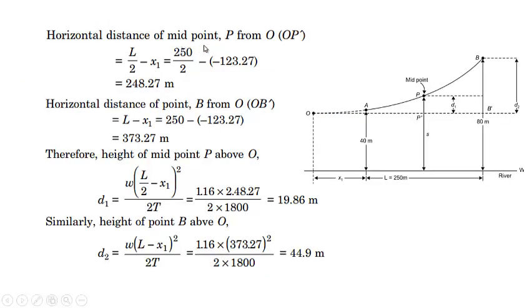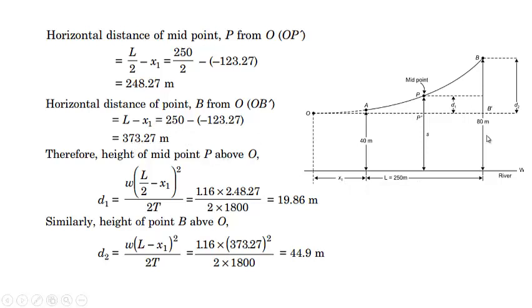So the horizontal distance between point P and O will be equal to, from this point to this point, this x1 plus half of this. So that's L by 2 minus x1. Since minus x1 is itself minus, it comes out to be plus. So it comes out 248.27. The horizontal distance between this point B and this point O will be the total distance of this 250 plus this x1.